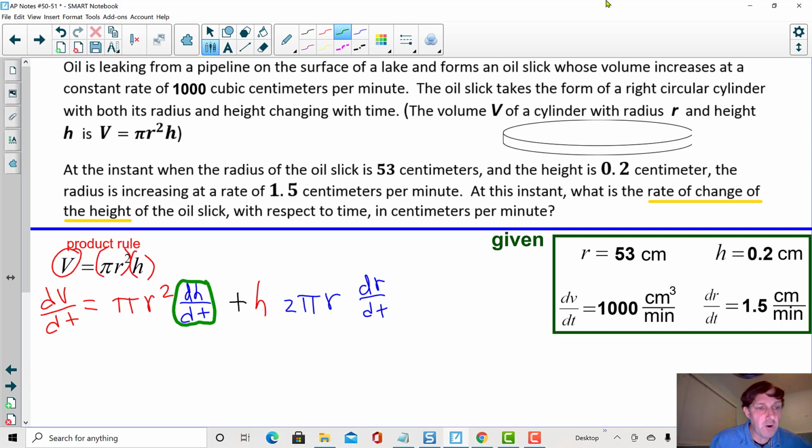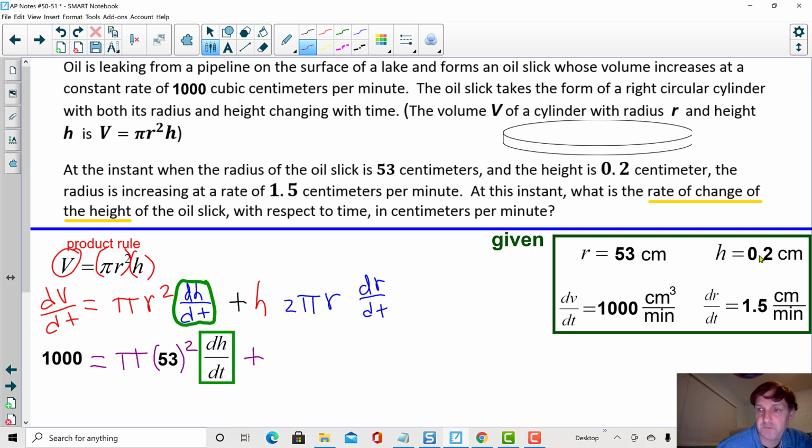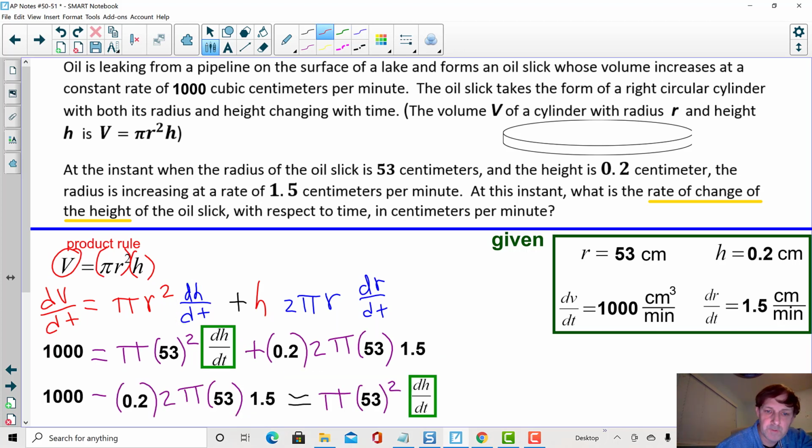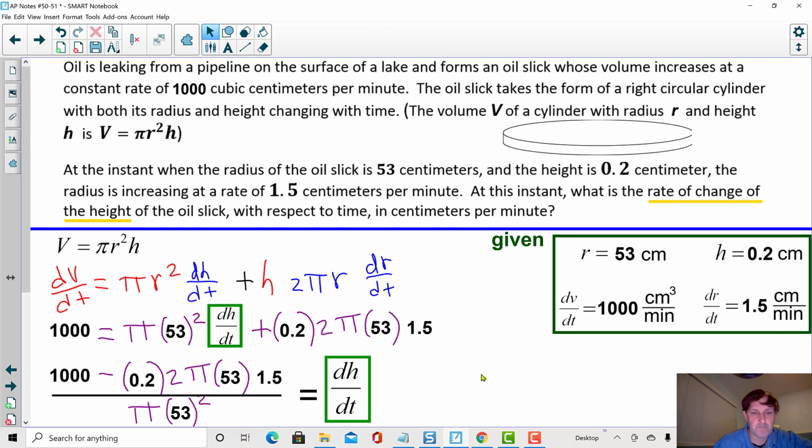And I can plug in all the other values. I know that dv dt is 1,000 cubic centimeters per minute. I know that r is 53 centimeters. The height is 0.2 centimeters. And r prime is 1.5 centimeters per minute. I can subtract all this stuff from both sides. And then I can divide by pi times 53 squared on both sides. And that's my final answer.